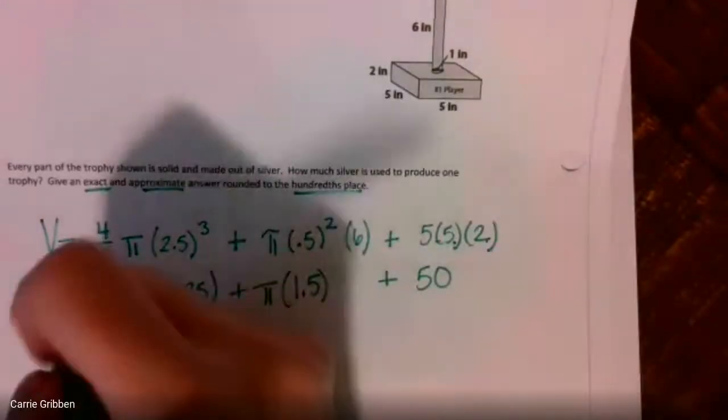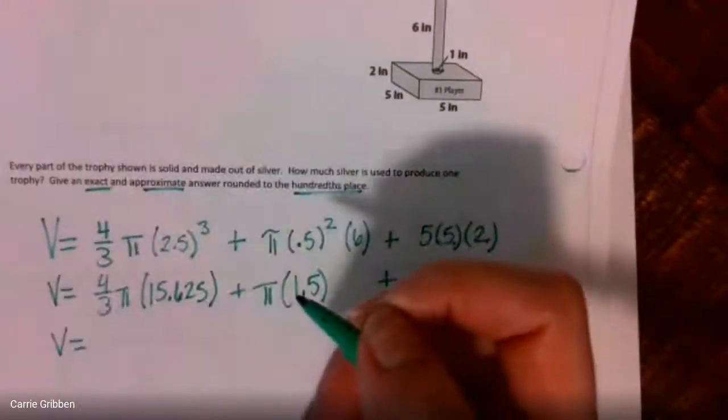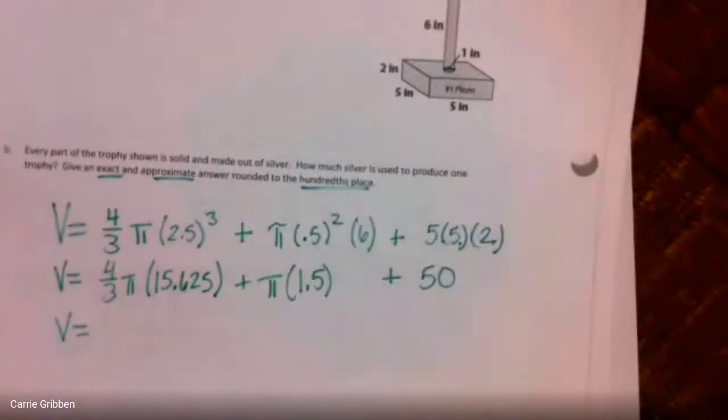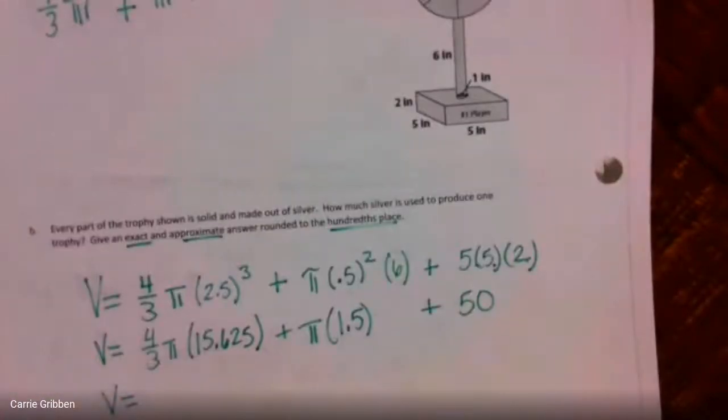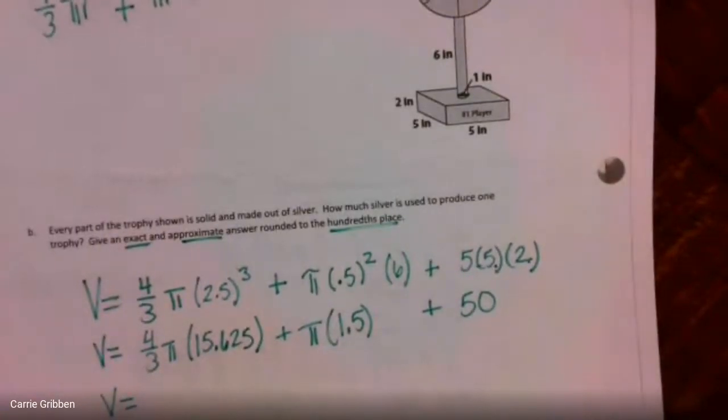All right, well, this still could be simplified more, right? So I'm going to multiply and do 15.